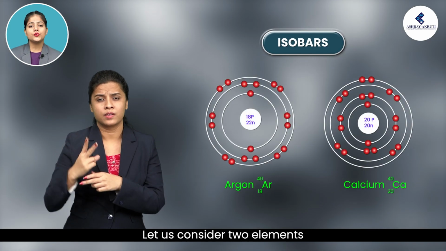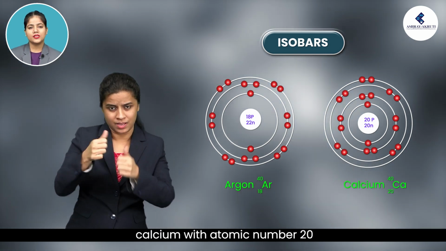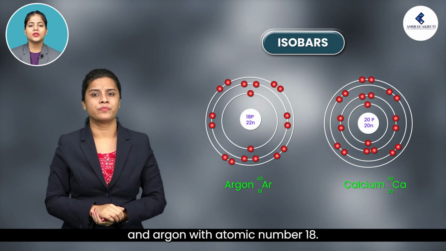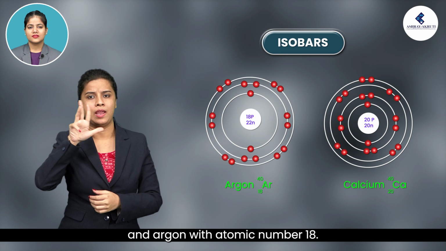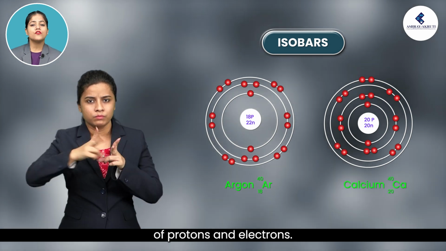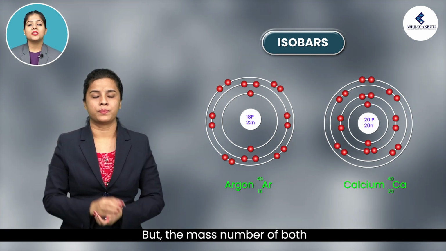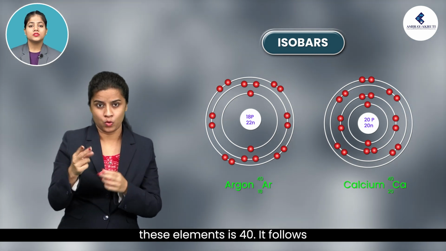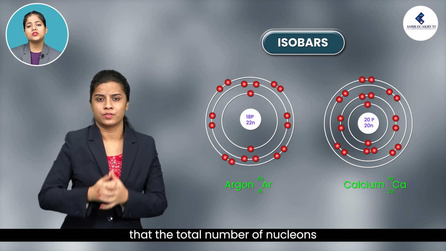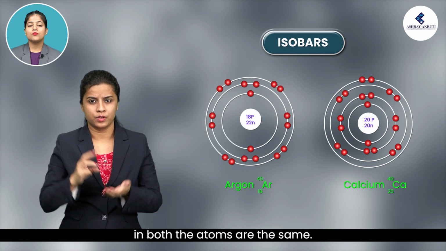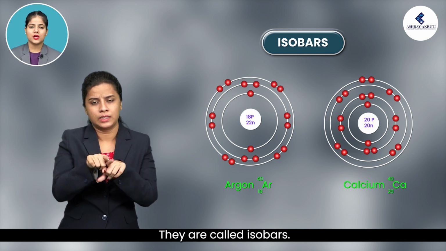Let us consider 2 elements: calcium with atomic number 20 and argon with atomic number 18. They have different numbers of protons and electrons. But the mass number of both these elements is 40. It follows that the total number of nucleons in both the atoms are the same. They are called isobars.